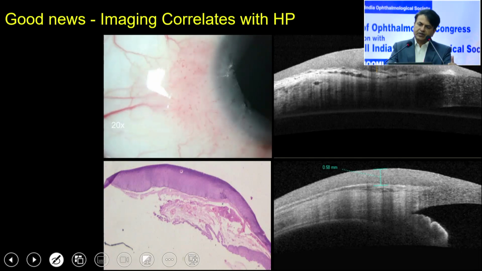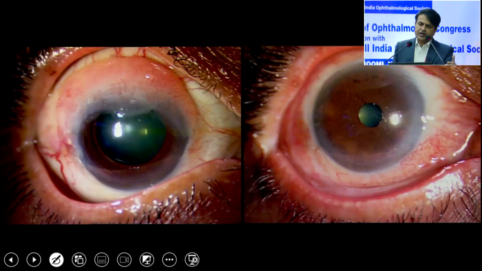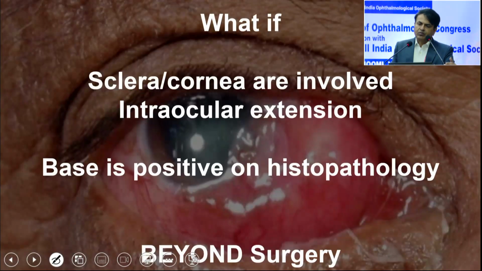So in this patient, the conjunctiva is full thickness involved. This bubbly layer, being Tenon's, is not involved. We excise it, and the conjunctiva is involved and the Tenon's is not involved. So we have something to go by when we do surgery for these patients. Surgery would mean excision with edge and base clearance, alcohol-assisted keratoepithelectomy and excision edge cryotherapy. It works very well. But what if sclera and cornea are involved, and if the patient has intraocular extension?